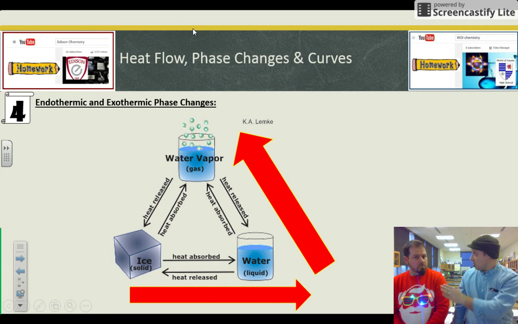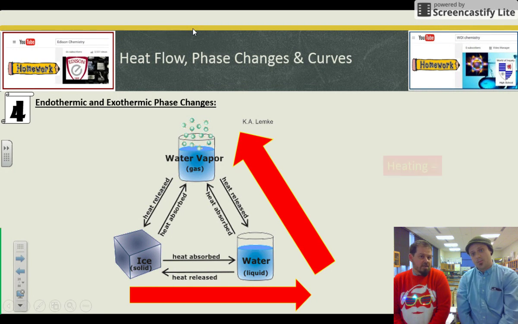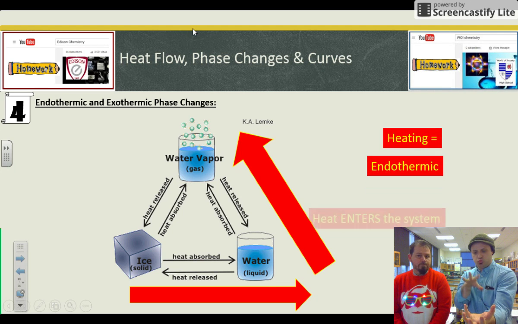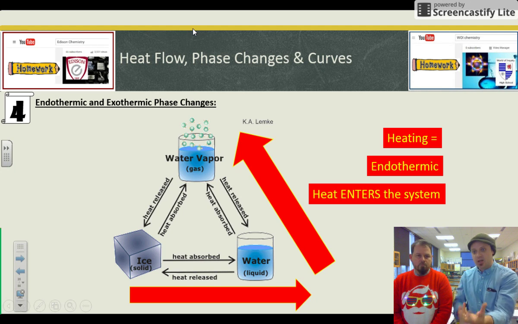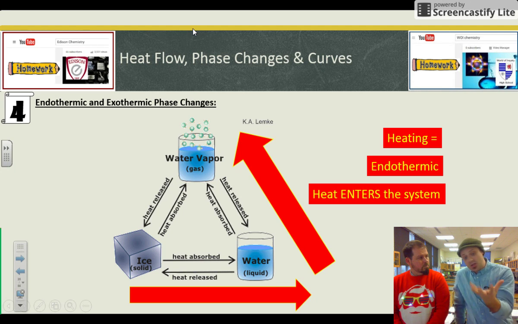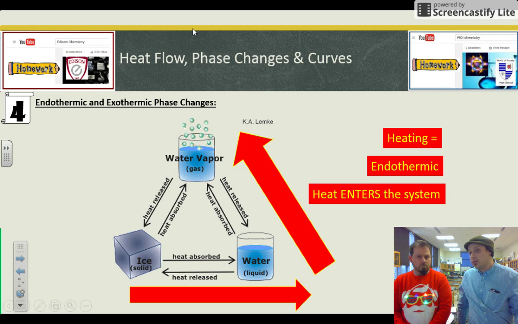Go from ice to water to gas. Absorbing heat, getting hot. So that beaker, I'm adding heat to it. It's absorbing the heat that I'm adding to it. And heat is entering the system, which is the beaker, and it's getting hotter. It's going through its phase transitions, and that is it.